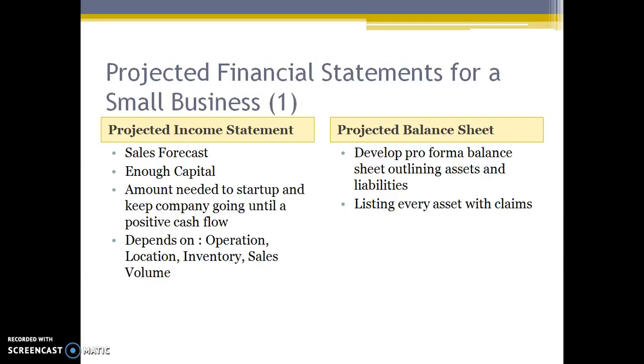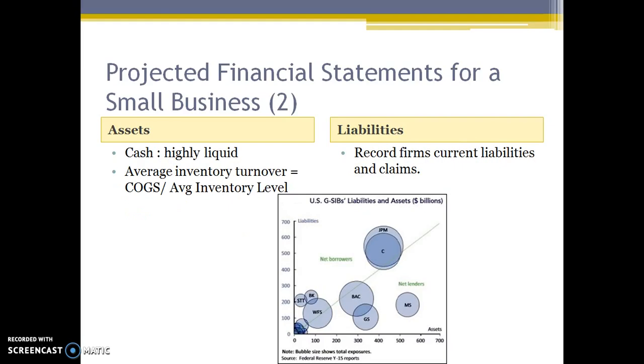Projected financial statements for a small business. A projected income statement includes the sales forecast, enough capital, the amount needed to start up and keep the company going until a positive cash flow comes in, and it depends mostly on the operation, location, inventory, and also the sales volume. The projected balance sheet is a developed pro forma balance sheet outlining assets and liabilities, and it also lists every asset with claims.